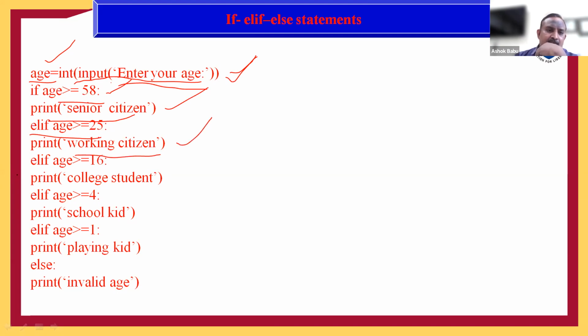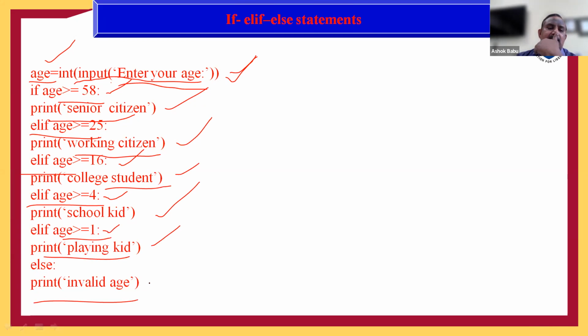Elif, if age is greater than or equal to 16, I need to print it as a college student. Then elif, age is greater than or equal to 4, I need to print school kid. Elif, if age is greater than or equal to 1, I need to print playing kid. Else, print invalid age. So it is a simple program to evaluate the age of a person. Please note the program.